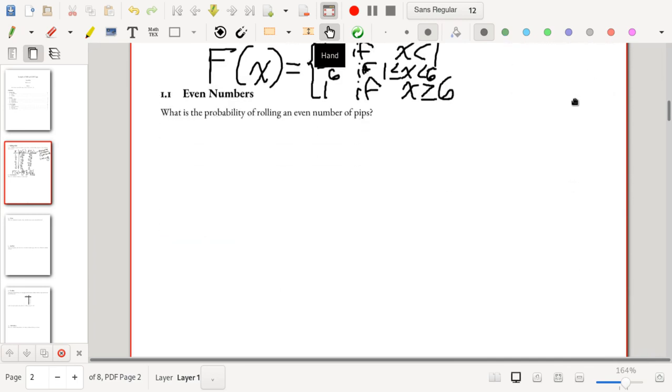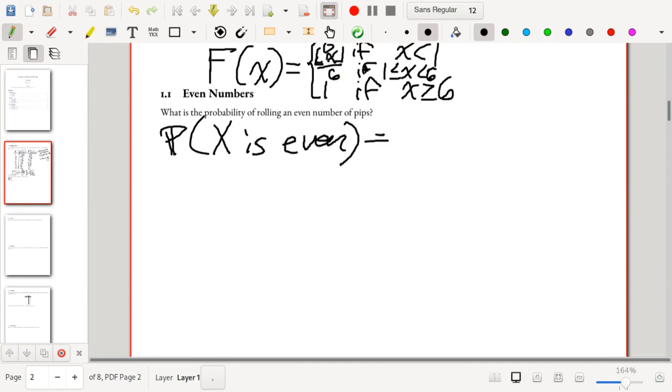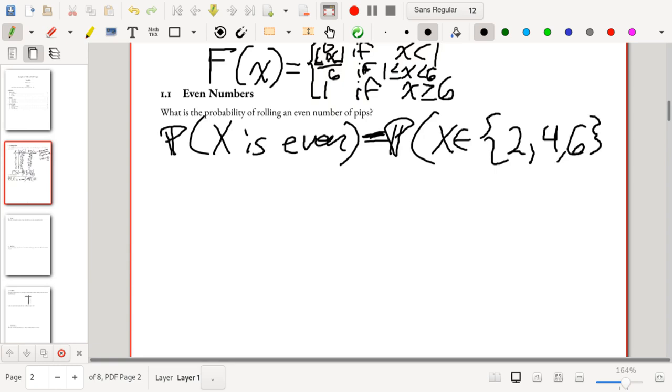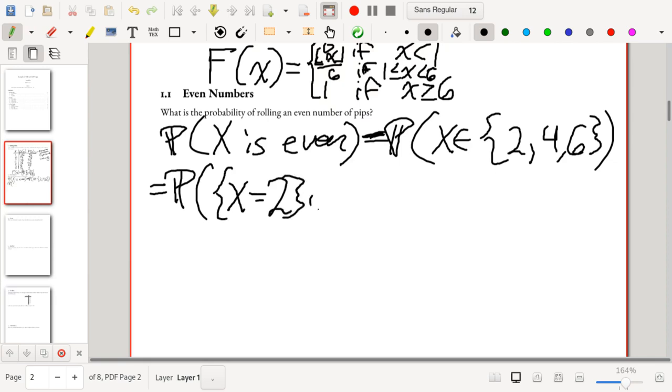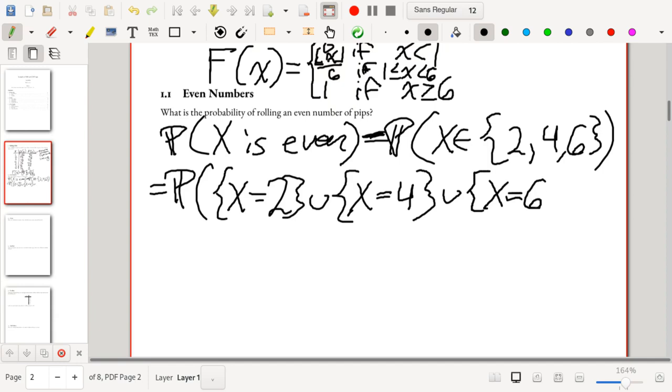Let's start out. What is the probability of rolling an even number of pips? So the probability that x is even is the probability that x is going to be a member of the set 2, 4, 6. And just to be super, super clear, this is equal to the probability that x equals 2 union x equals 4 union x equals 6.